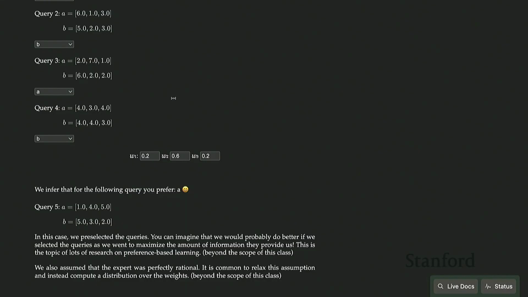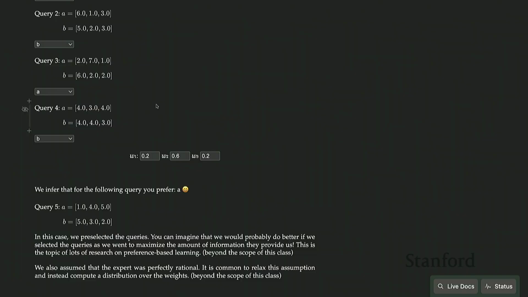This is still a very active area of research. If you've seen RLHF, now you have a very, very small inkling of the things that go on there. And yeah, that wraps up multi-objective optimization. All right.